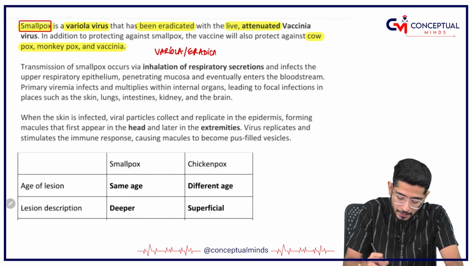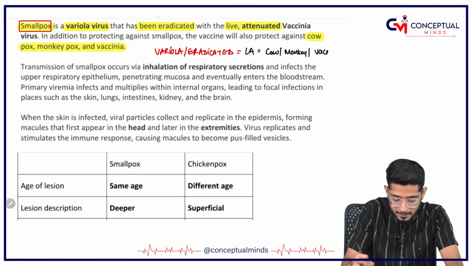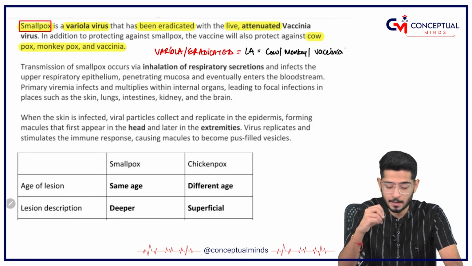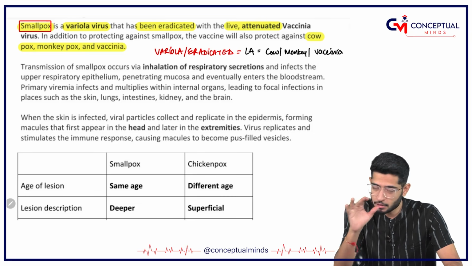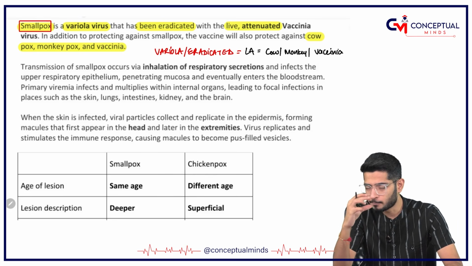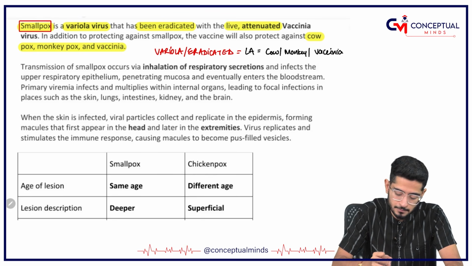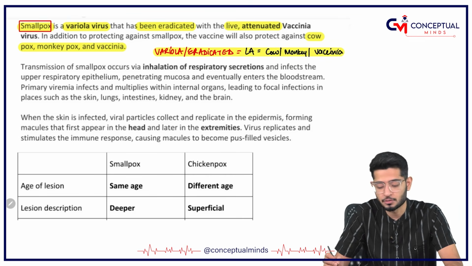So whenever you write eradicated, it should be equal to live attenuated vaccine, should be equal to cowpox, should be equal to monkeypox, should be equal to vaccinia, okay. So these are the tricks, okay. So the complex text of your textbooks also can be simplified in this manner, and you should know that.